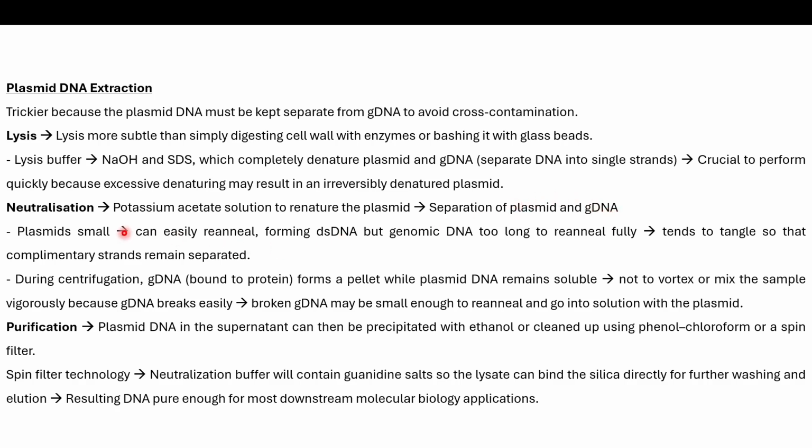Why? Because plasmids are really small compared to genomic DNA. So plasmids can easily reanneal and renature, thereby forming double-stranded DNA. But genomic DNA is really heavy and large, which takes too long to reanneal fully. The genomic DNA also tends to tangle, so the complementary strands actually remain separated. When you centrifuge it, gDNA, usually bound to different kinds of proteins, pellets down to the bottom of the tube, and plasmid DNA usually stays in the solution.